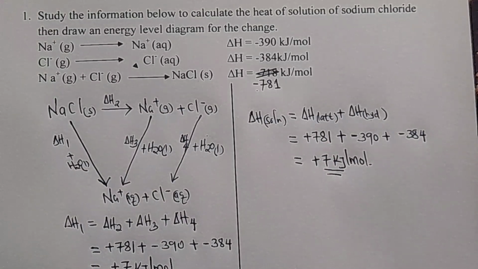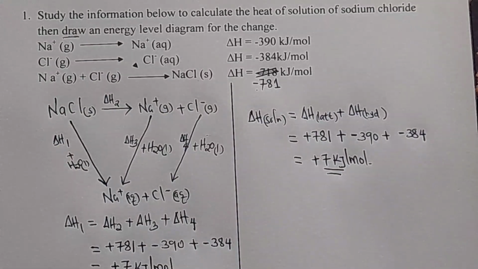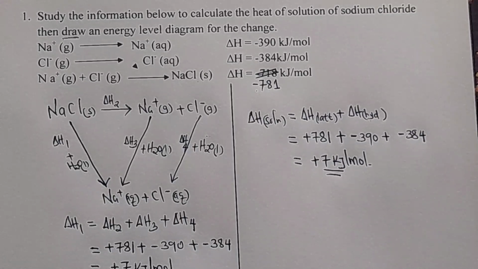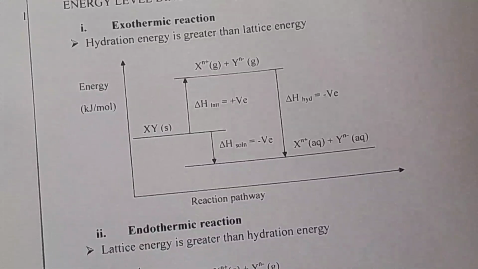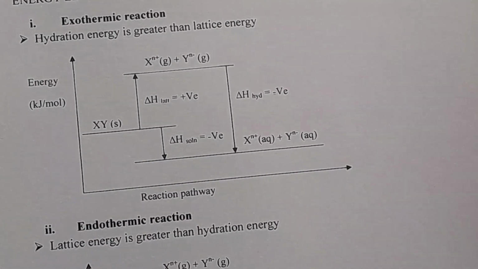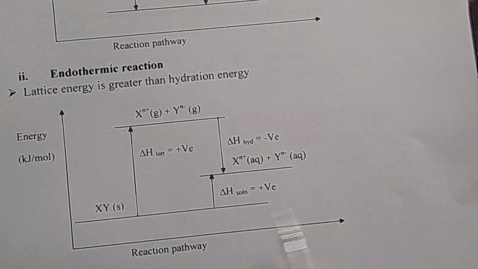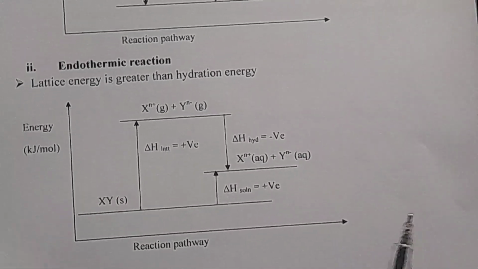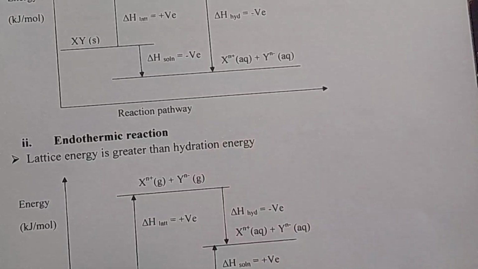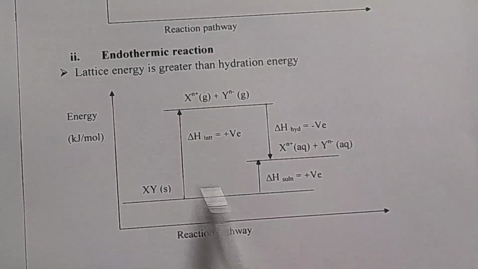So let's go to part B of the question, with the other information that we are given. You are told to draw an energy level diagram. Remember, in our previous lesson we had two diagrams for energy level, for both endothermic and exothermic reactions. Here we have a positive enthalpy change as our enthalpy of solution, so we are going to use the endothermic diagram. Your energy level diagram should look like this. You have to have these two diagrams in your head or at your fingertips. In our case, we are supposed to use this energy level diagram.